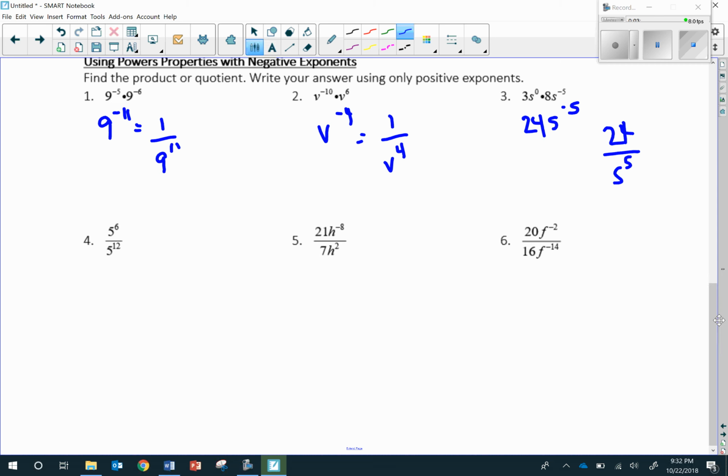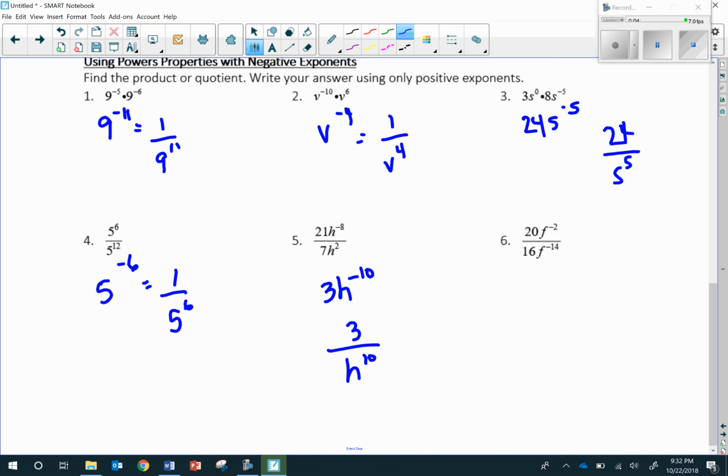If we look at number 4, now we're going to use our division property. So we have 5 as our same base, and we're going to subtract 12 from 6. So we'll have 5 raised to the negative 6th power, which equals 1 over 5 raised to the 6th power. Here, I'm going to divide 21 by 7 first to get 3. Then I'm going to subtract my h's. Negative 8 minus 2 is h to the negative 10, which simply equals 3 over h raised to the power of 10.